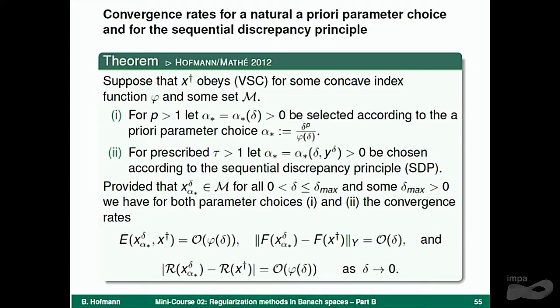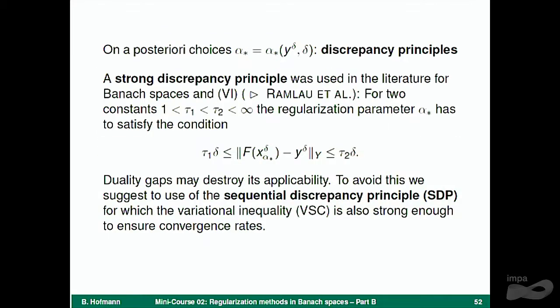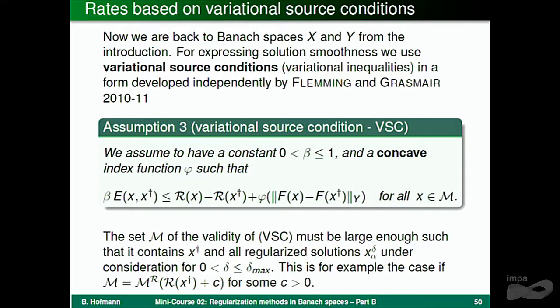In the first situation, alpha is selected by an a priori parameter choice in the following way: alpha is delta to the p divided by this phi. Phi is the function which occurs in the variational source conditions. I try to go back here to show this. This is the phi here in this form. Without deeper explanation at this point, this phi function is nothing but the result function of the rate. If you have such a variational source condition, you directly know the rate. You have this phi, and this phi is the rate function.